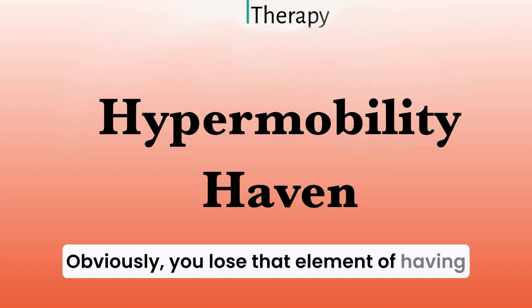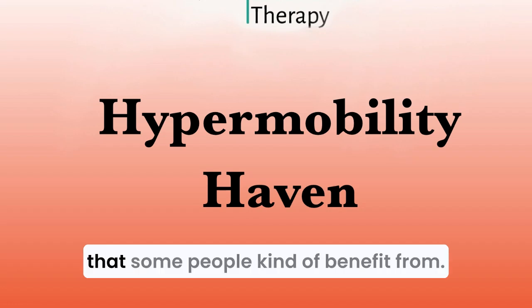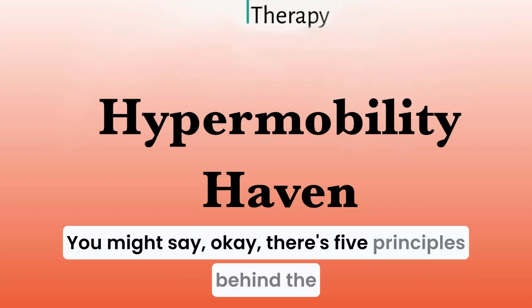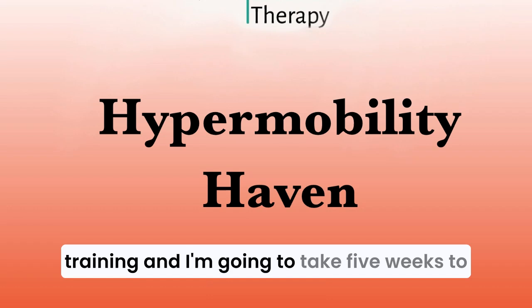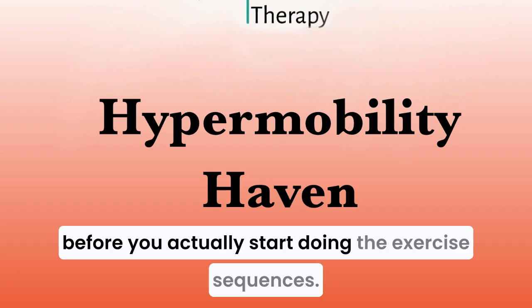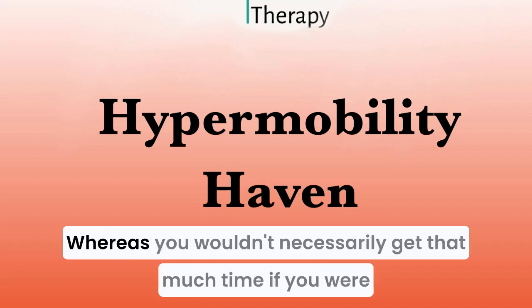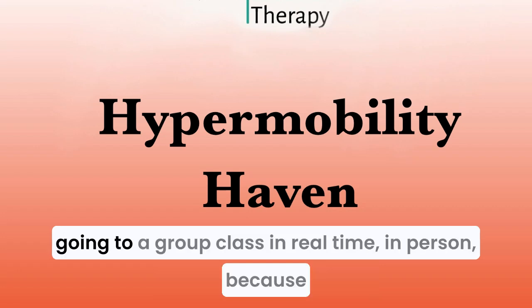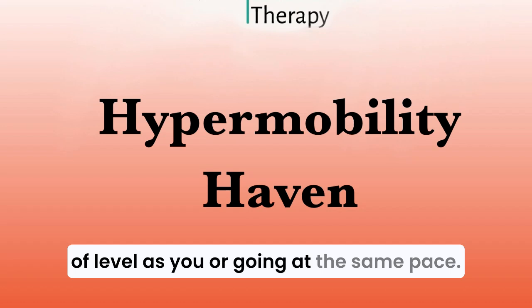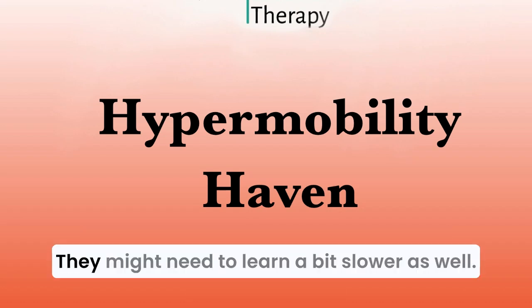Obviously you lose that element of having a group, that kind of motivation that some people benefit from. But I think what's really good about working virtually is that you can set goals that are realistic. So you might say, okay, there's 5 principles behind the training, and I'm going to take 5 weeks to get my body to learn those techniques before you actually start doing the exercise sequences. Whereas you wouldn't necessarily get that much time if you were going to a group class in person, because you'd be relying on everyone else being at the same level as you or going at the same pace. And some people might have different learning needs and they might need to learn a bit slower as well.